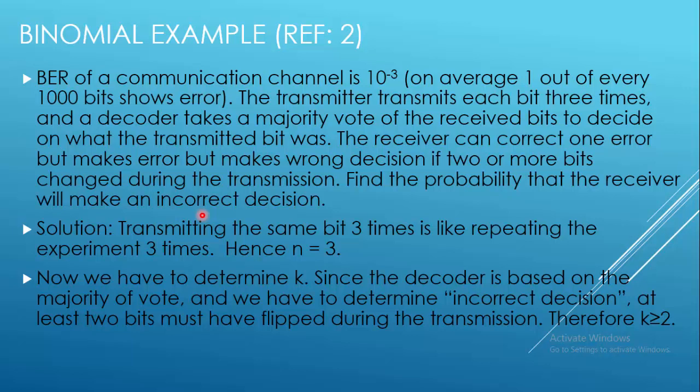If suppose 1 was transmitted but at least 2 bits have flipped, then the receiver will assume that 0 was transmitted. However, this is wrong because 1 was transmitted. But if only 1 bit flips out of 3, then still the receiver will make the correct decision. It will assume that 1 was transmitted, and this will be correct because actually 1 was transmitted. So in this case, k must be greater than or equal to 2.